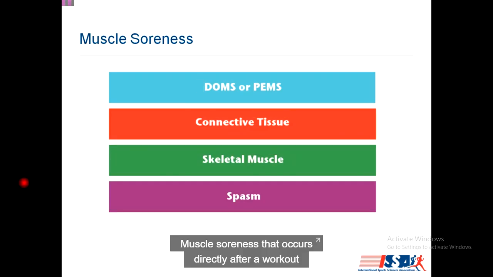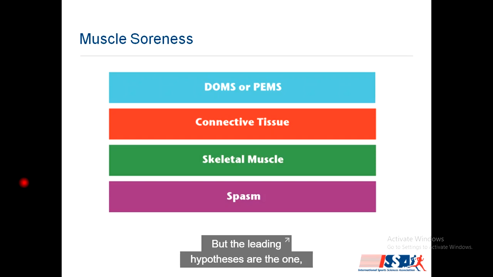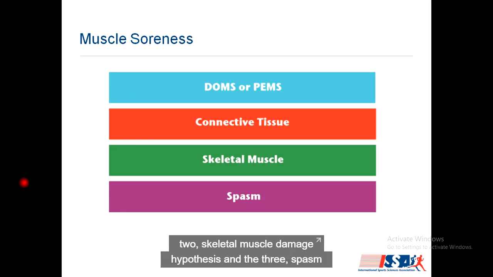Muscle soreness that occurs directly after a workout is known as acute muscle soreness. It is often referred to as DOMS for delayed onset muscle soreness, or PEMS for post-exercise muscle soreness. The physiological mechanisms causing DOMS or PEMS are not completely understood, but the leading hypotheses are the 1. Connective tissue damage hypothesis, 2. Skeletal muscle damage hypothesis, and the 3. Spasm hypothesis.